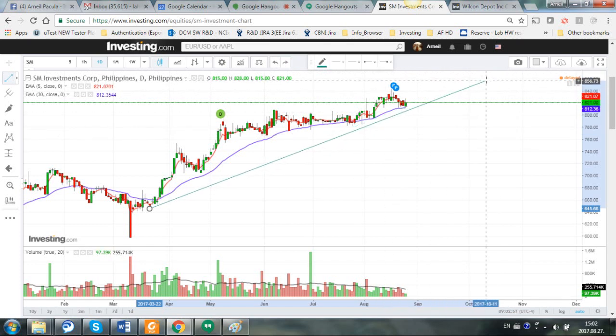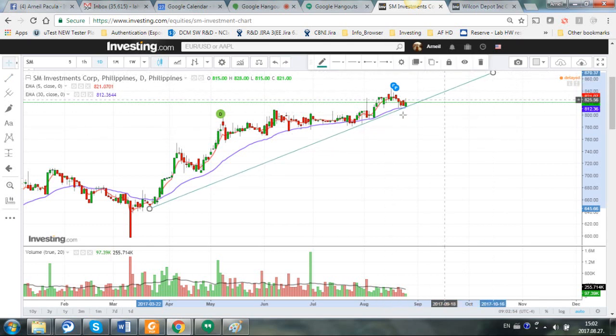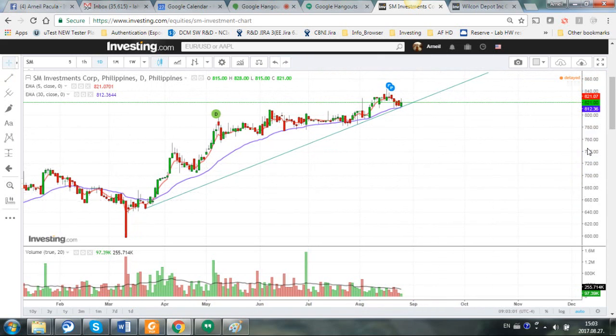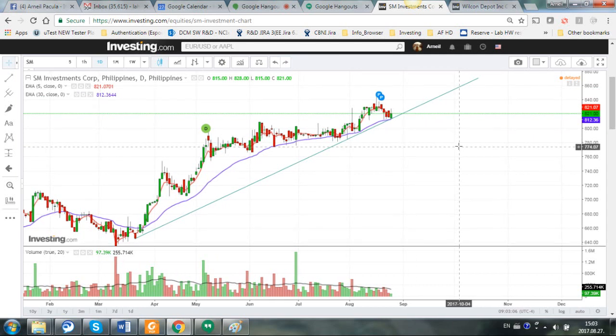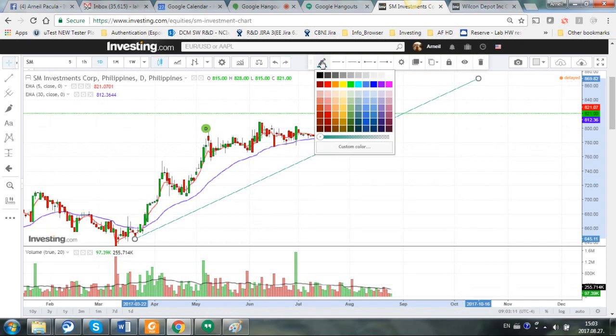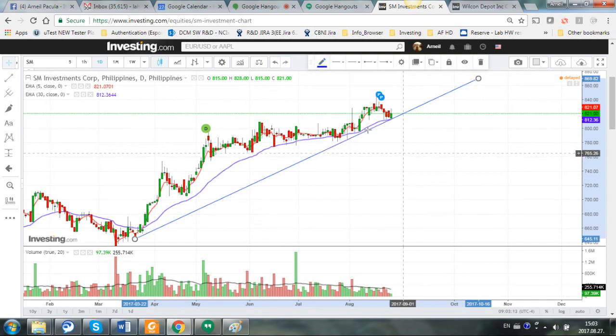Then just extend that line. So nakita mo naman dito, di ba, mayroong line dito. I mean, wick. So connect mo lang yan dyan. At then meron ka na ngayong trend line. Ano yung purpose ng trend line? Okay, I will make this blue. Anong purpose ng trend line? Is very important. Kasi aside from crossover of the moving average, you can also use this trend line as a kind of backup and confirmation.